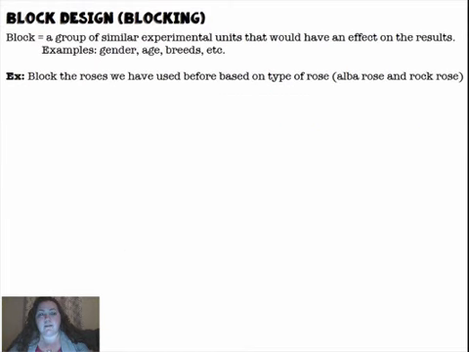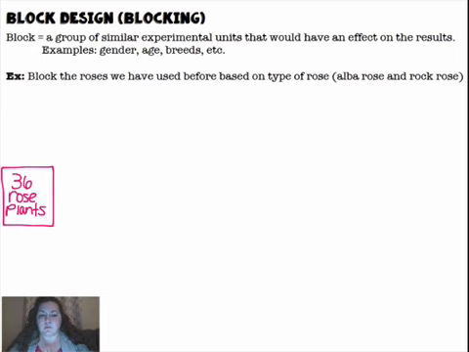Alright, block design. So using blocking, a block is a group of similar experimental units that would have an effect on the results. So an example may be gender, age, breeds, etc. So block the roses that we have used before based on the type of rose. So we have an alba rose or the rock rose.